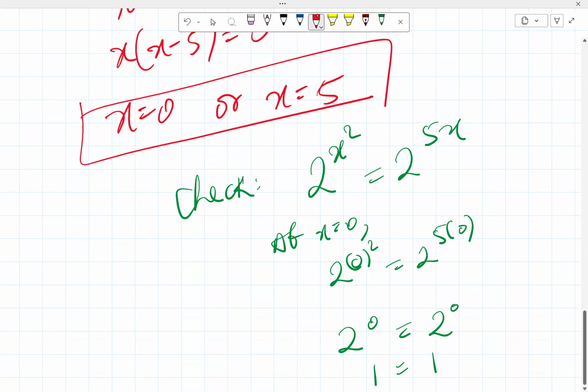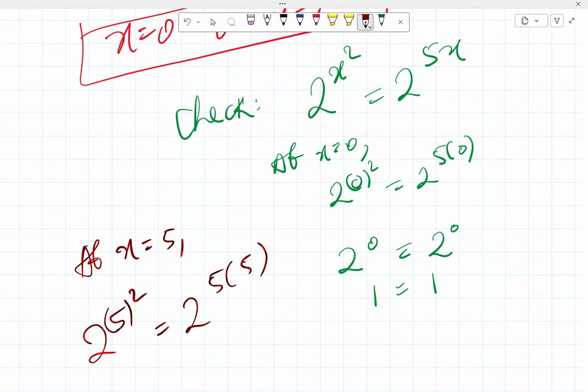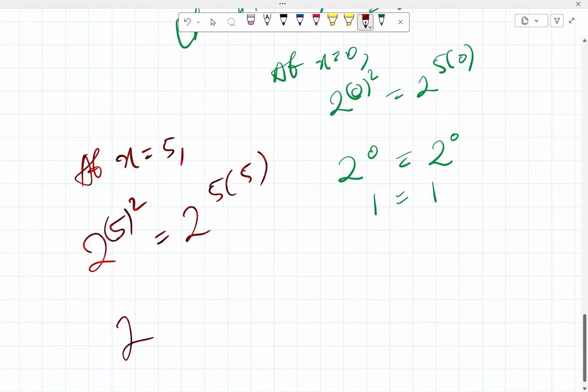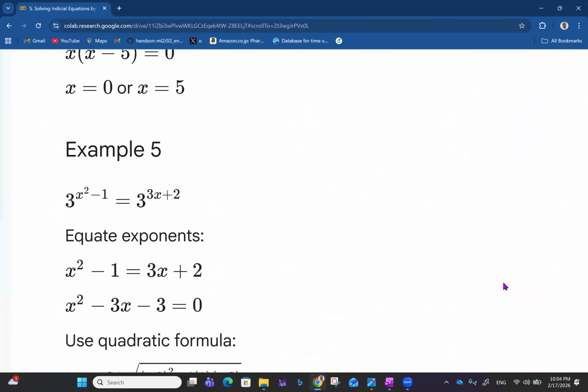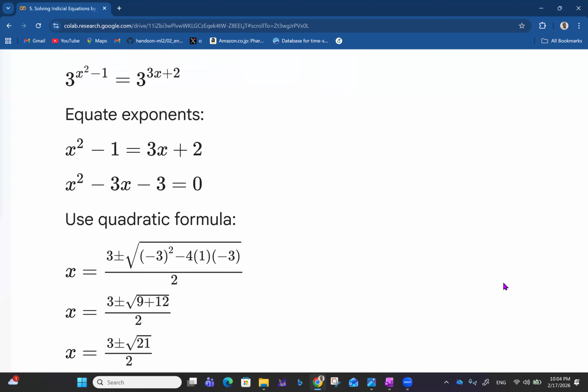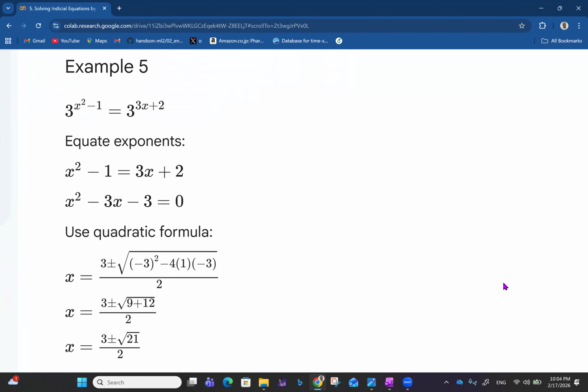Then on the other hand, you can check at x equals 5. That means you have 2 raised by 5 squared equals 2 raised by 5 times 5, and they are basically the same. This is 2 raised power 25, and this is also 2 raised power 25. So correct. Okay, so that goes like that. So we have another example in that regard, and this may be harder to check, but you already understand how it goes.